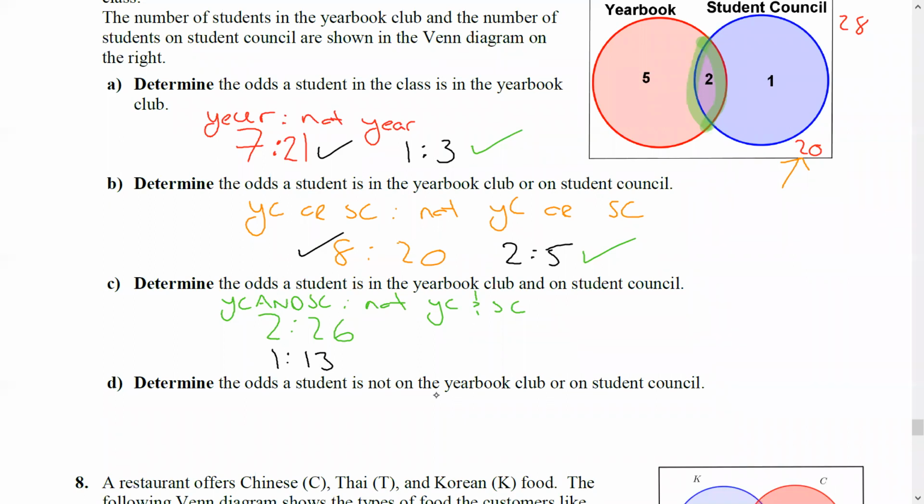Okay, last one. Determine the odds a student is not on yearbook club or on student council. Okay, well, that is the negation of this one. So all I need to do is simply flip it. 5 to 2. There we go, my friends.